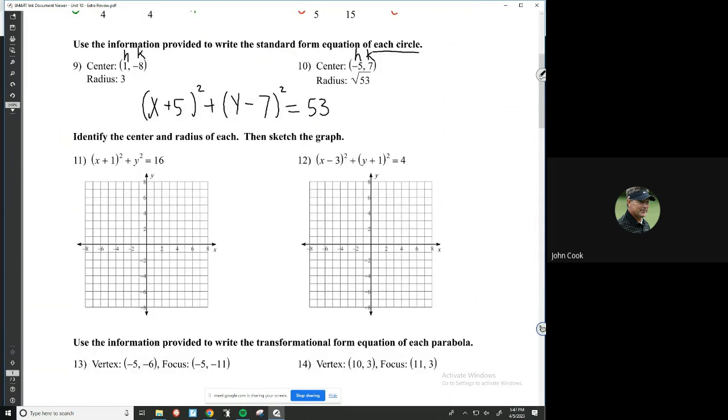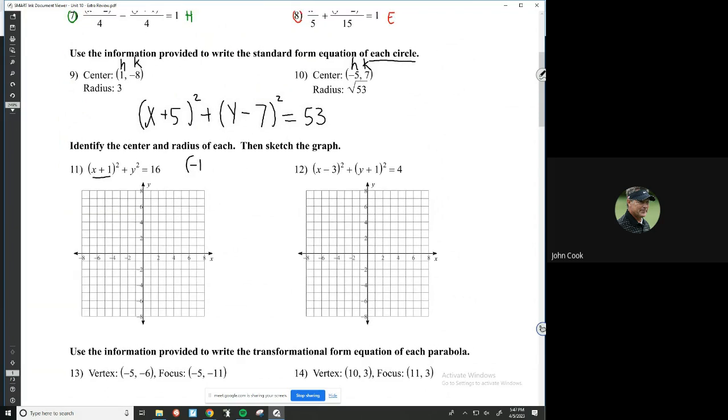Identify the center and the radius of each, and then sketch the graph. Well, when it's in standard form, this is really easy. It's the opposite of the number in the parentheses, so negative 1 for the x value, and there is no parentheses, right? Or is there? That turns into y minus 0 squared, if I were so bold. So I'd say that 0 for my y value, so that's the center.